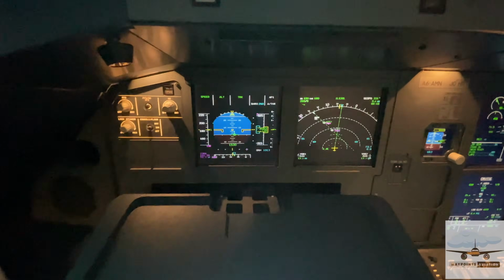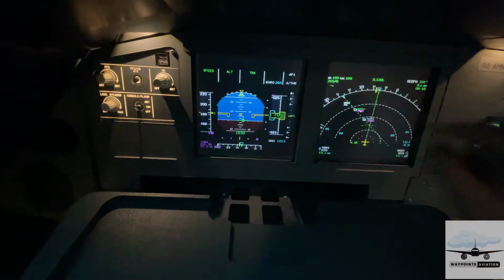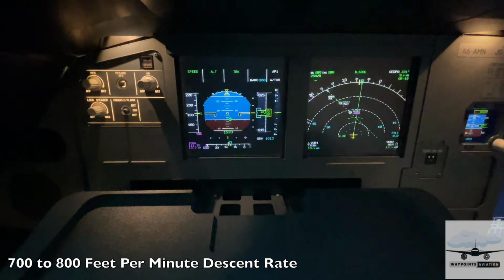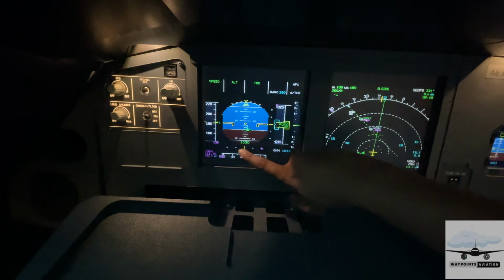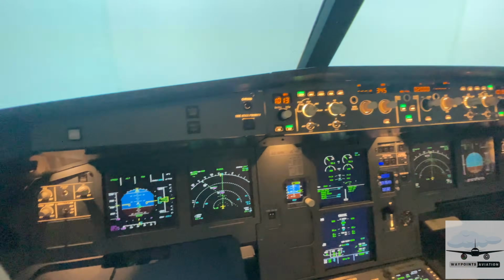So generally, once the glide slope comes into the middle, if I just maintain a vertical speed between 700 to 800 feet a minute, I should be good to go. I should maintain the glide slope while also maintaining the localizer. So we're going to put that into practice today, and I'm going to show you how to do it.